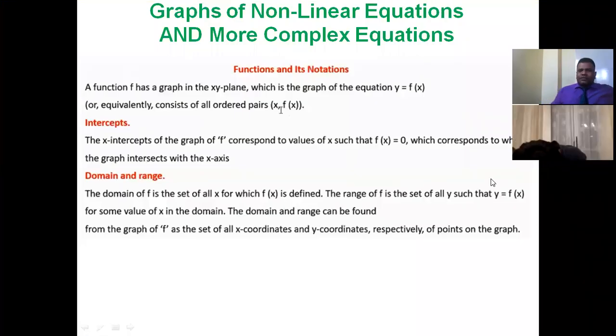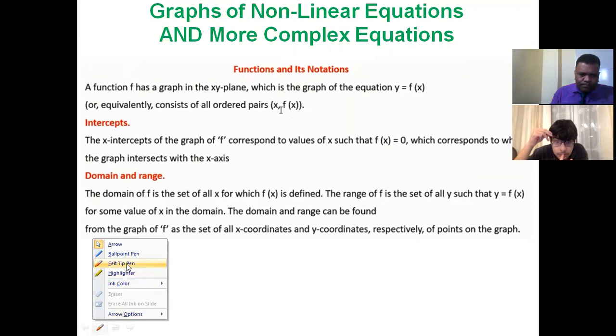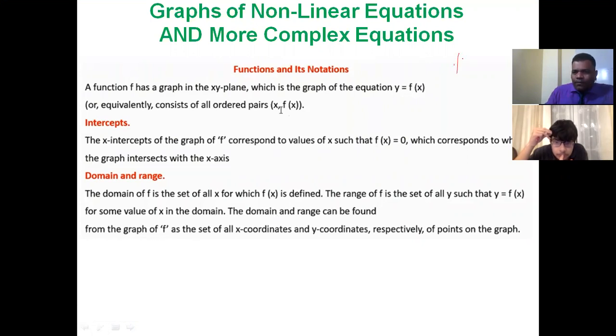So this is function and its notations. Any graph could be a parabola, a straight line, or any other. Whether your graph is linear or non-linear doesn't matter. If any graph is given, f of x is equal to anything. It could be a linear graph ax plus b, or it could be non-linear, ax squared plus bx plus c.